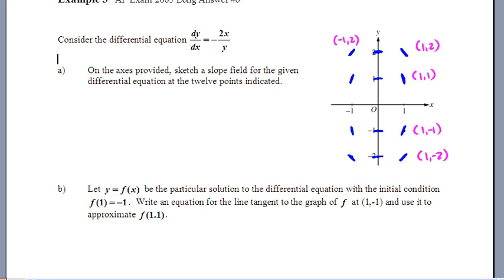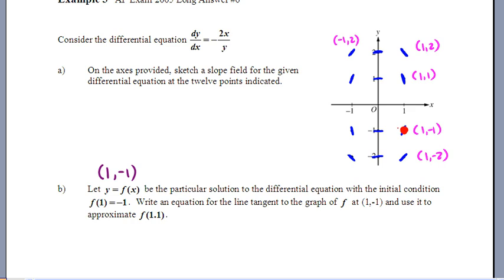Okay, then they go on to say, let f of x actually be the particular solution to the differential equation with this nice initial condition. So we've got 1 for x and negative 1 for y. There's a point out there, right? It's going to be 1 for x, negative 1 for y. It's actually on this graph, right there.